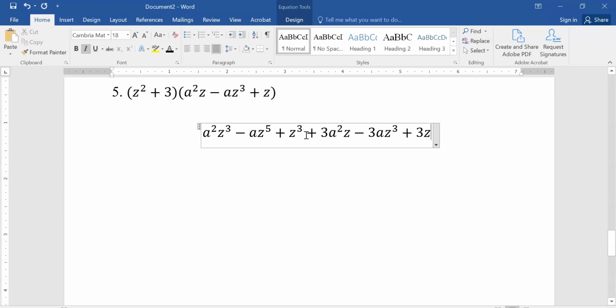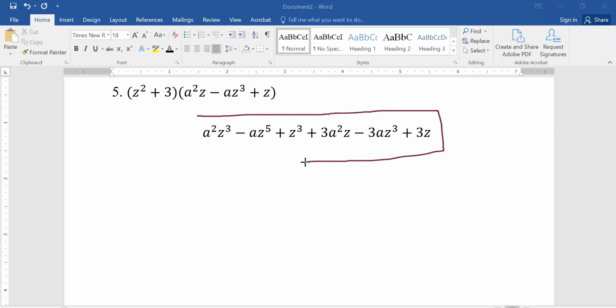A, z to the fifth, well, there's nothing that has a z to the fifth on it. Z to the third, well, there's things with z to the thirds, but they also have a's on them. So that's not going to combine. A squared z, well, again, there's things with z's on them, and there's things with a squared, but nothing in combination. So we have 6 terms here, and none of them are alike. And therefore, there's nothing to combine. So this here is my final answer. No like terms going on down there.